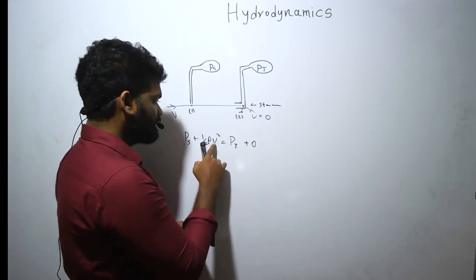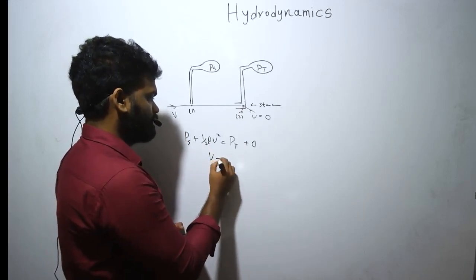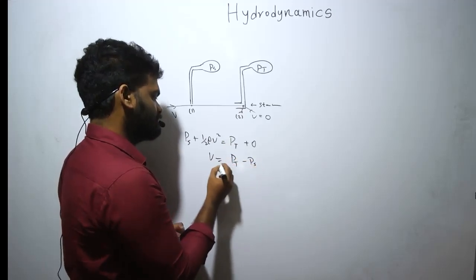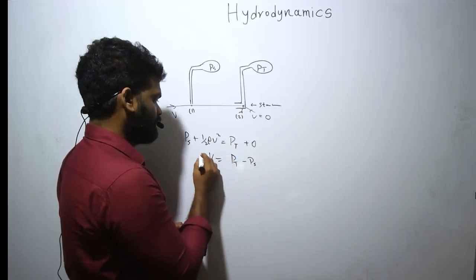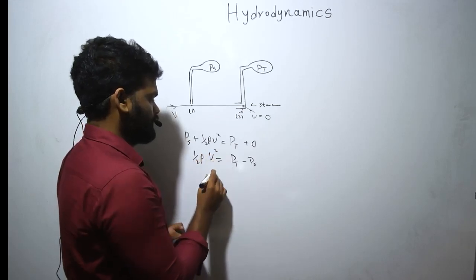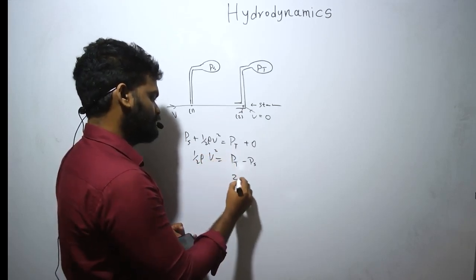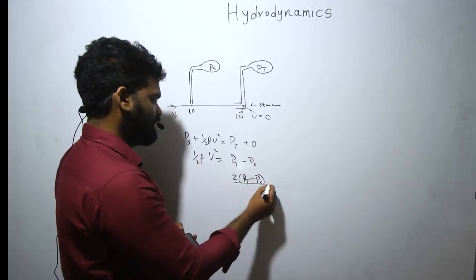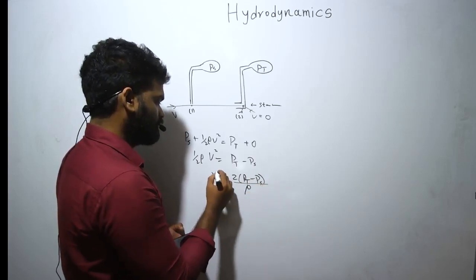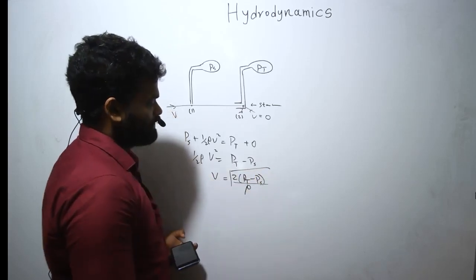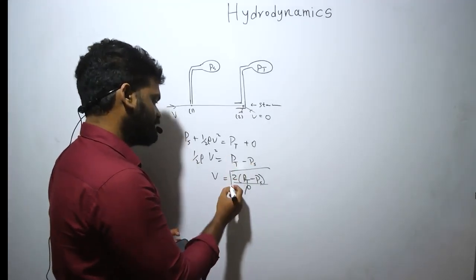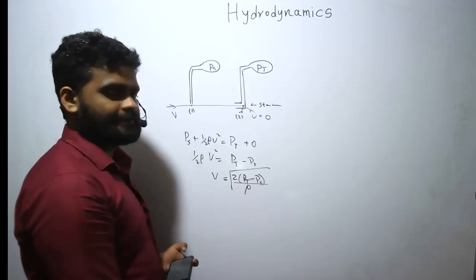Okay. So what they ask is V. Take this to the other side. So it is PT minus PS equals half rho V squared. Take 2 to this. 2 times PT minus PS divided by rho. Take the root. 2 times PT minus PS divided by rho, root of that. So that is equal to the velocity. Correct?